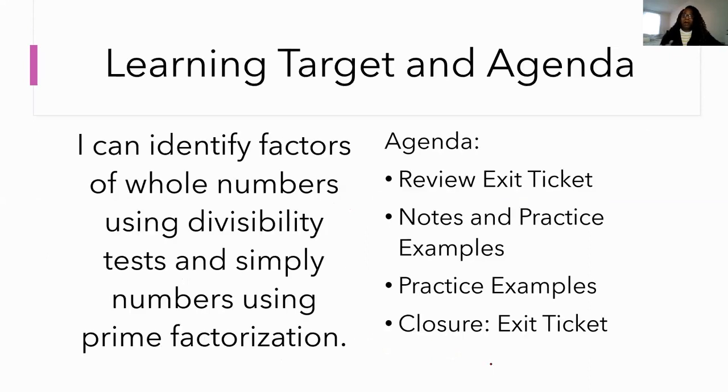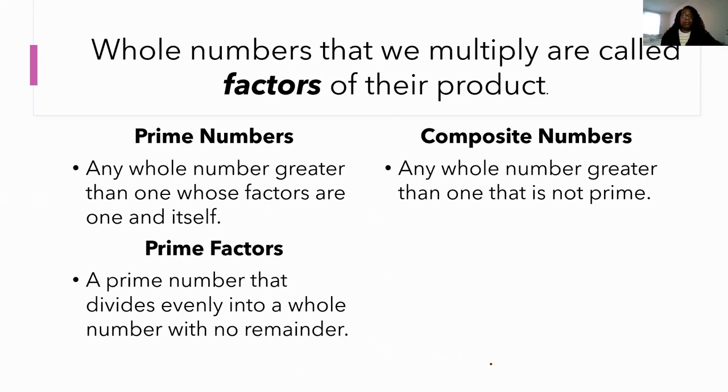But this time, our learning target is: I can identify factors of whole numbers using divisibility tests and simplify numbers using prime factorization. Looking at the agenda, we already did the exit ticket. Now we're going to work on our notes and our practice. First off, I'm kind of in the way, so let me see if I can move myself out of the way.